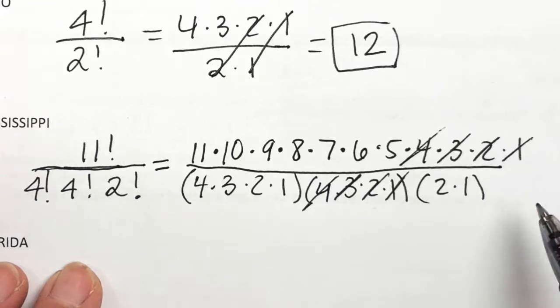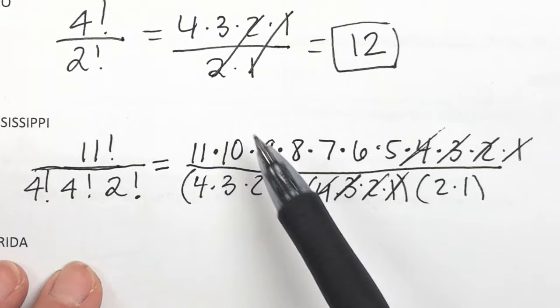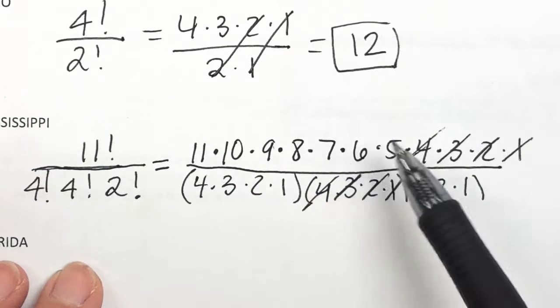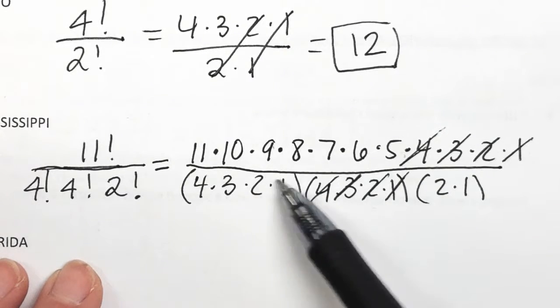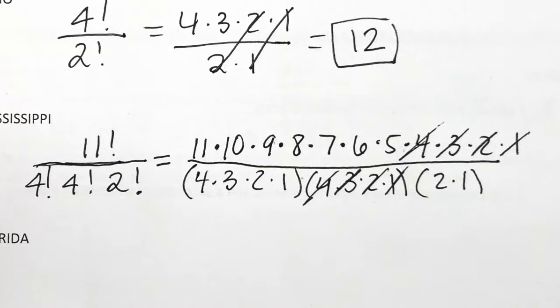No. So what you're going to have to do in your calculator is do 11 times 10 times 9 times 8 times 7 times 6 times 5 divided by 4 times 3 times 2 times 1, or just 4 times 3 times 2 times 1 times 2. I'll give you time to calculate it and then we're going to compare answers because I don't think all of us will have the same thing.